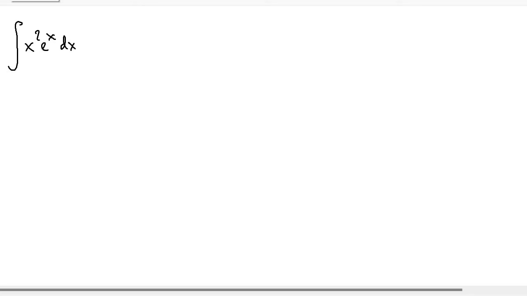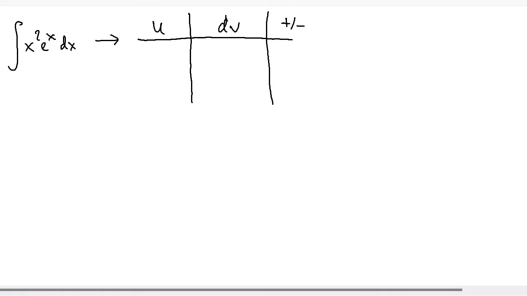The very first thing you have to do in the tabular method is create 3 columns. So we have our u column, dv column, and a sign chart column, so plus minus. Just like the integration by parts formula, you have to choose your u and your dv. In this case, x squared is the polynomial, so I'll choose that as my u and e to the x as my dv. And for the sign, we always start with a plus and alternate plus minus for every row.